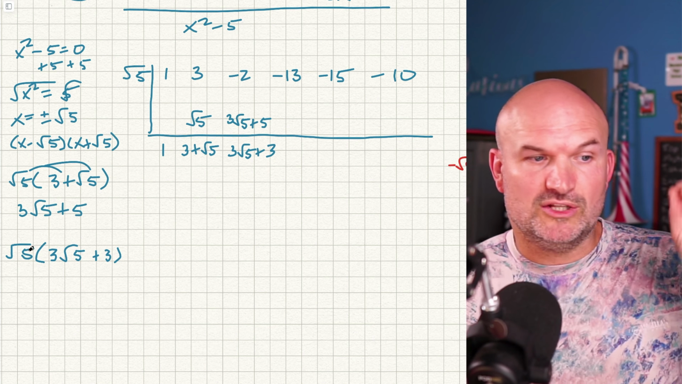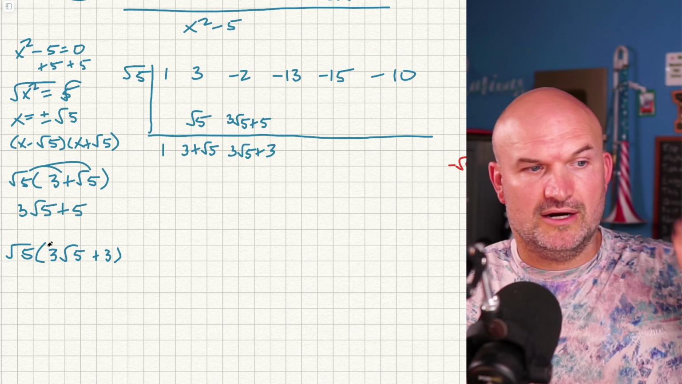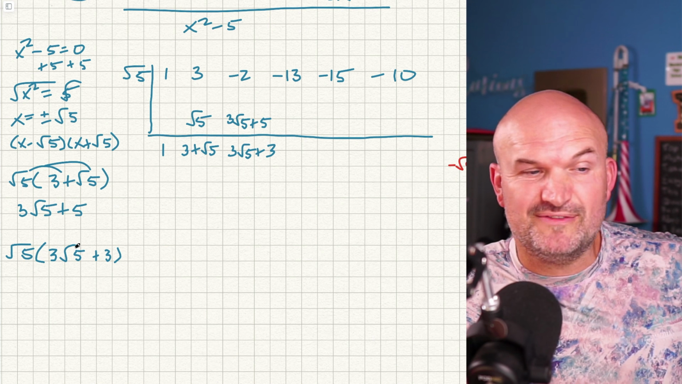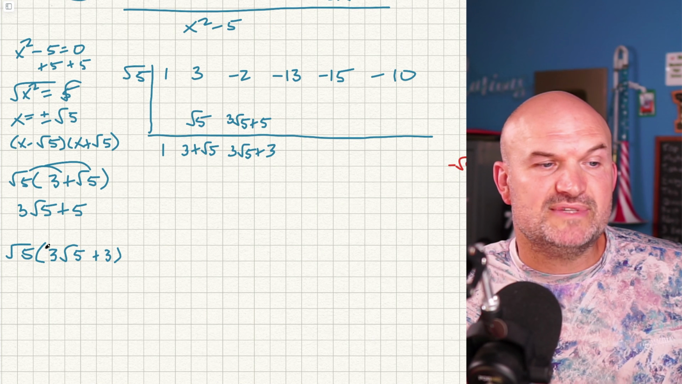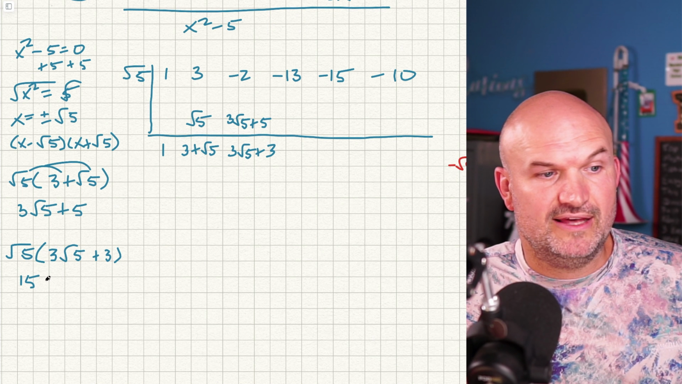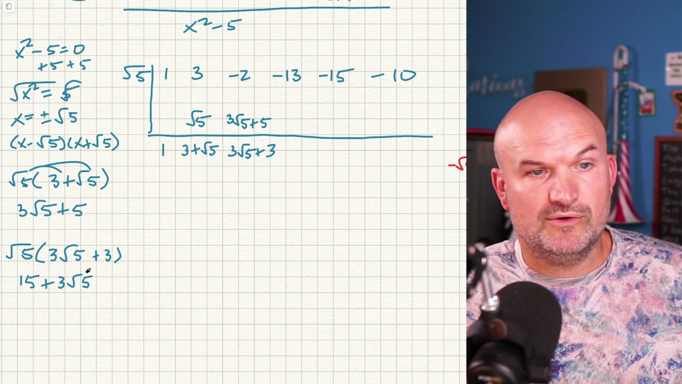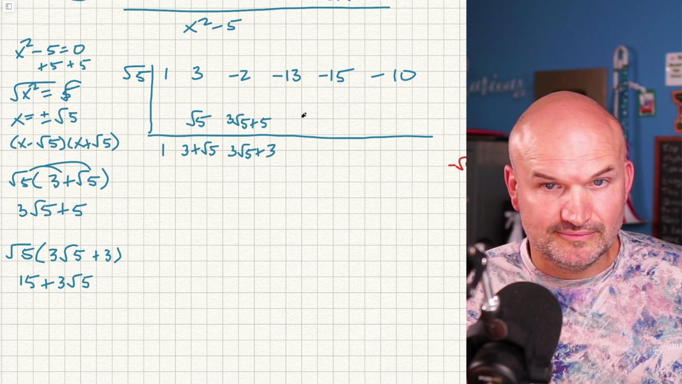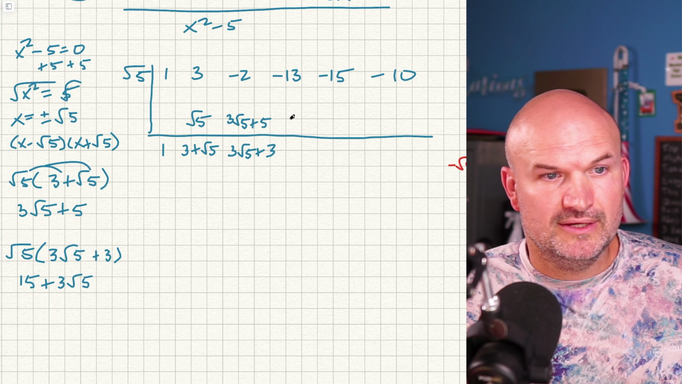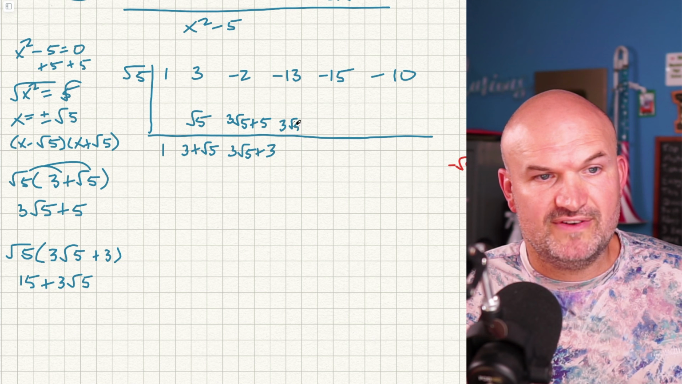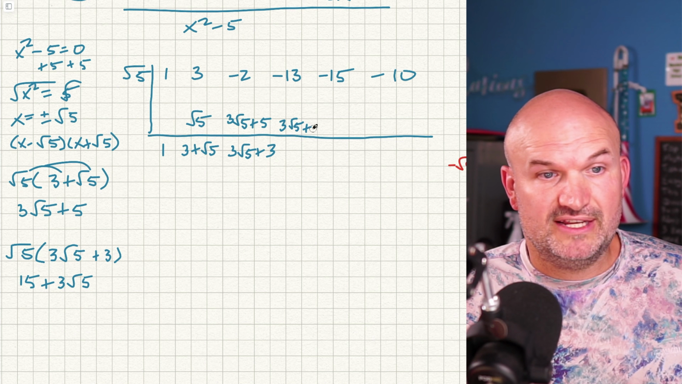So over here, we can only multiply our radicals times our radicals. All right, so the square root of 5 times the square root of 5 is going to be 5, times 3, which is going to be a 15. And then that's plus a 3 square root of 5. But I'm going to write that above that. So it's a 3 square root of 5, and that's plus 15.